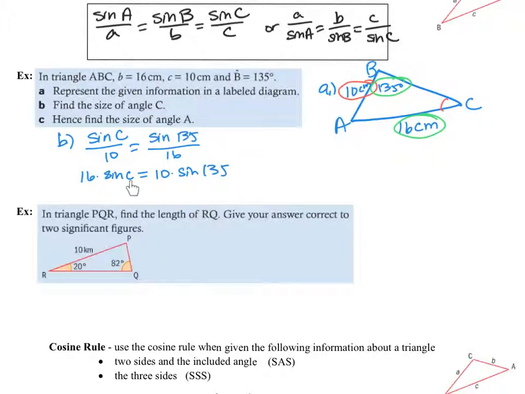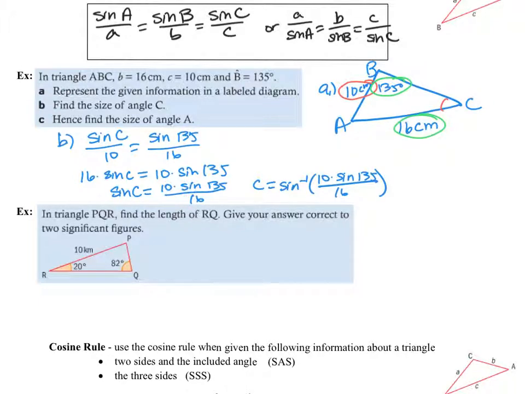Now, if I'm trying to solve for C, let's first of all isolate the sine of C. So we'll divide both sides by 16. We would have that the sine of angle C is equal to 10 times the sine of 135, all divided by 16. And then last but not least, to find C, we know what C's sine is, so let's use an inverse function to find out what C is. The measure of angle C is equal to sine inverse of 10 times the sine of 135, all divided by 16.